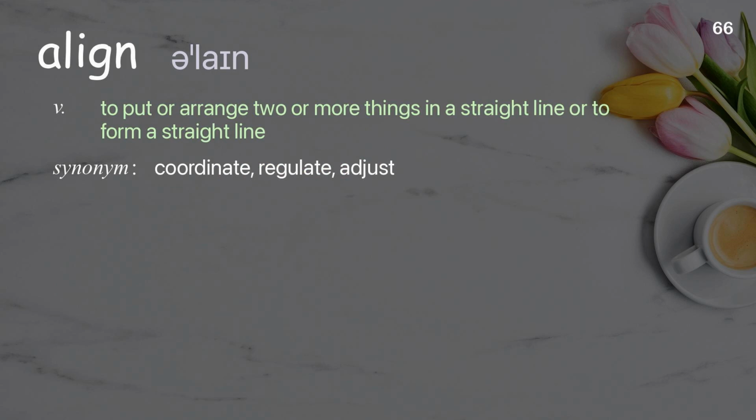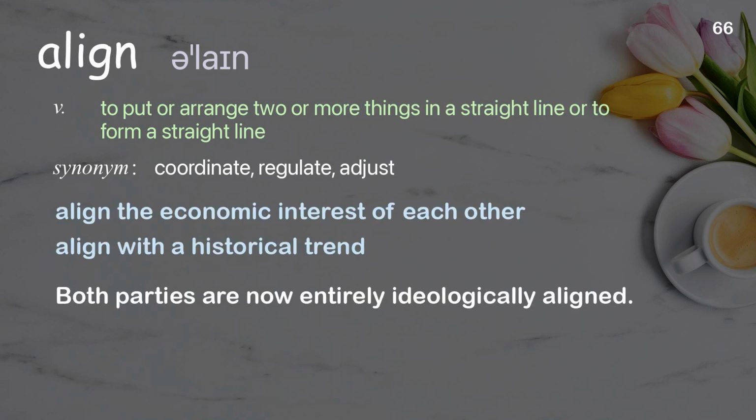Align. To put or arrange two or more things in a straight line or to form a straight line. Examples. Align the economic interest of each other. Align with a historical trend. Both parties are now entirely ideologically aligned.